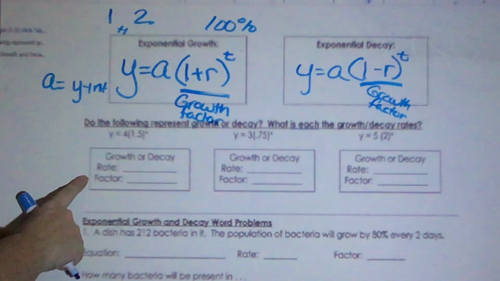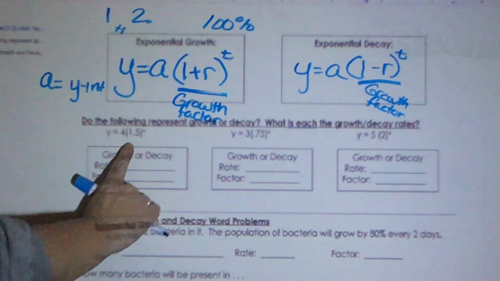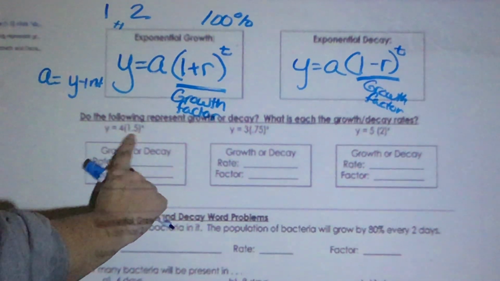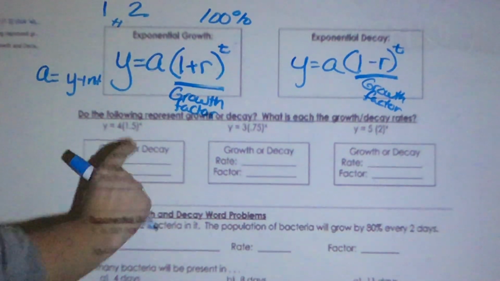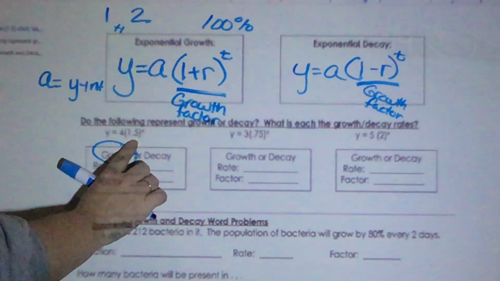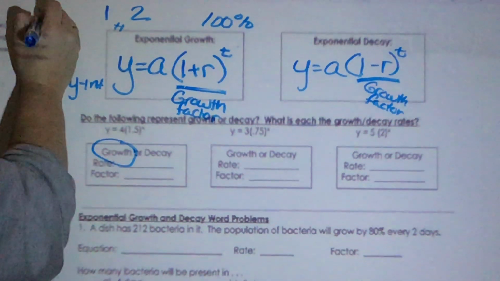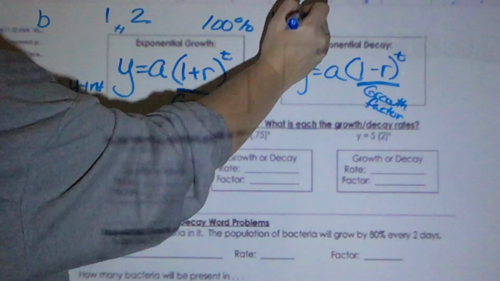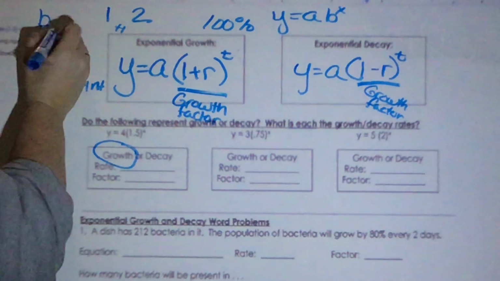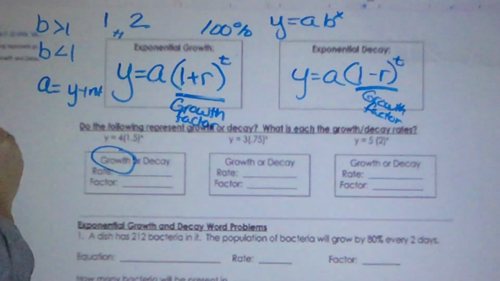So you want to be able to recognize, looking at an equation, if it is an example of growth or decay. And to do that, you're going to look at the number that's in parentheses. This number in parentheses, 1.5, tells me that it is a growth because it's greater than 1. So anytime what is in parentheses, or our b number, remember y equals a b to the x power, if b is greater than 1, it's growth. If b is less than 1, then it's decay.